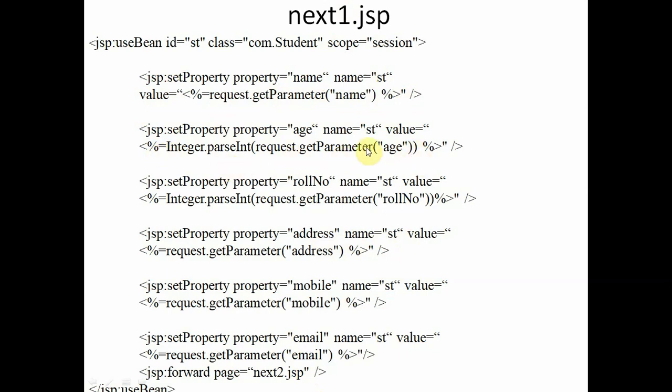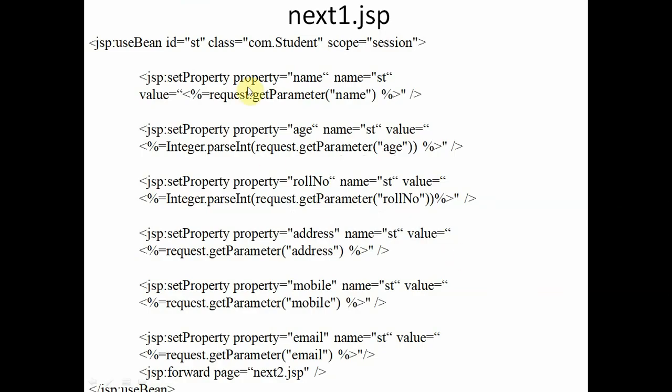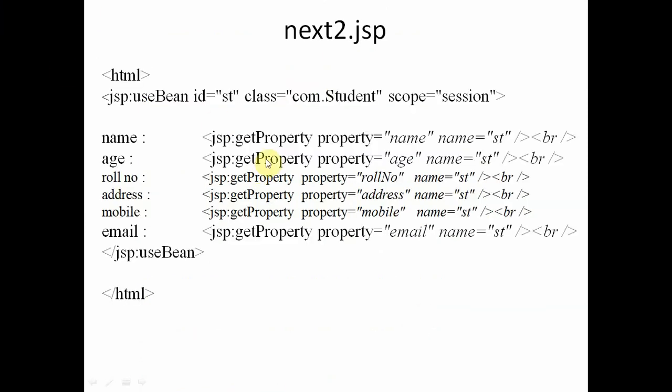dot get parameter age. So request dot get parameter means this is from the first file, index.jsp file. This will access from the name field, age text box, roll number text box, address text box, mobile text box. So from these text boxes we are using request dot get parameter. So when we move forward, jsp colon forward page next to dot JSP. So this is next to dot JSP.